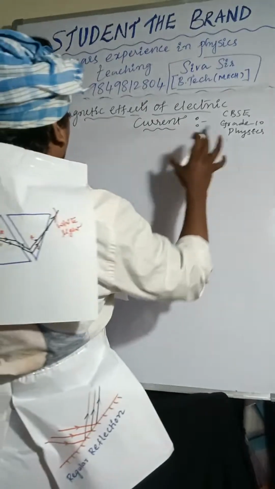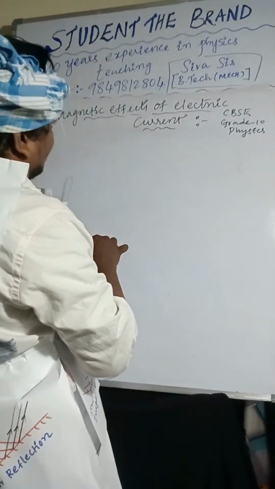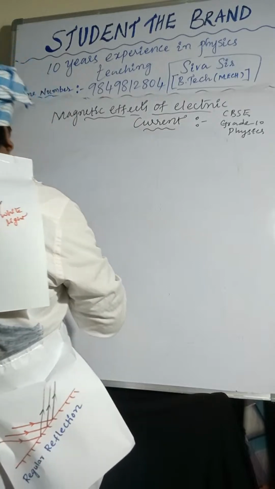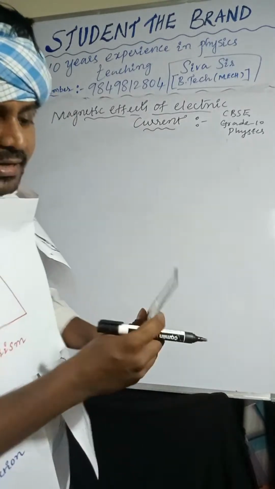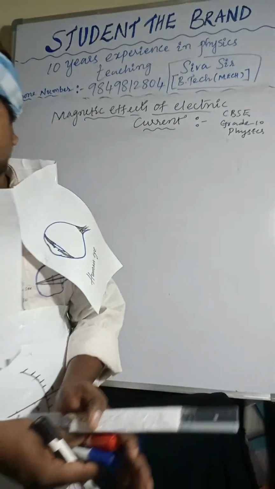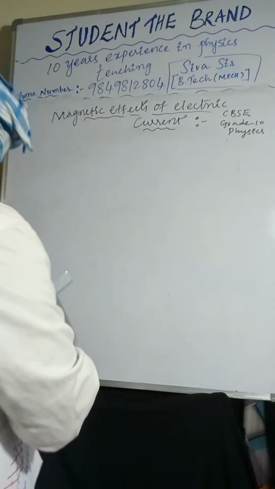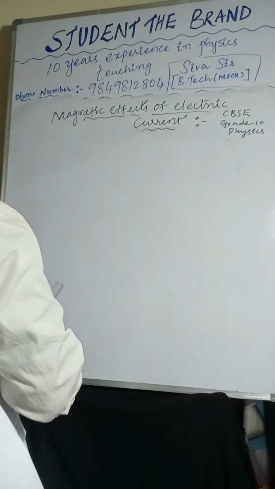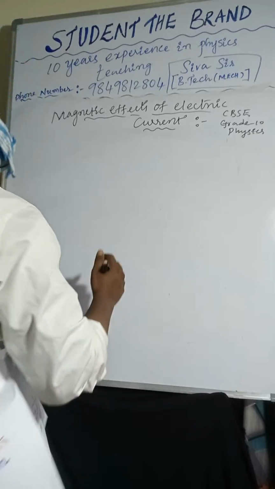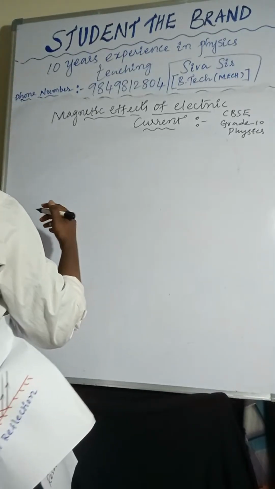So magnetic effects of electric current we are discussing. Magnet, already said: the material which attracts the magnetic material is called a natural magnet. It occurs in the earth's crust. So that is about the natural magnet we are discussing.